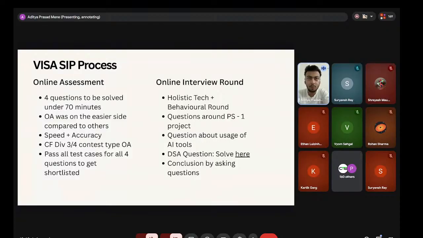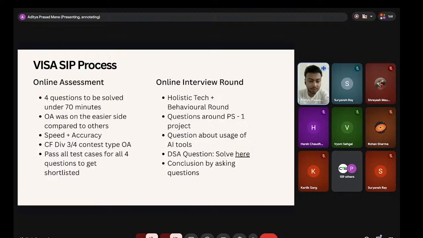Now, I gave several OAs, and I personally found that the Visa OA was on the easier side compared to those. With only 4 questions and only 70 minutes, it was a game of both speed and accuracy. I'll get to why I'm saying accuracy. Anyone who has given a contest on Codeforces, I would compare the difficulty of the Visa OA to a Div 3 or a Div 4 contest, with the first 2 questions being very easy and the next 2 requiring some amount of thought and being implementation heavy. But overall, I would say it was easier compared to other OAs.